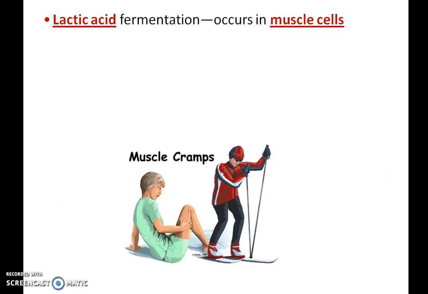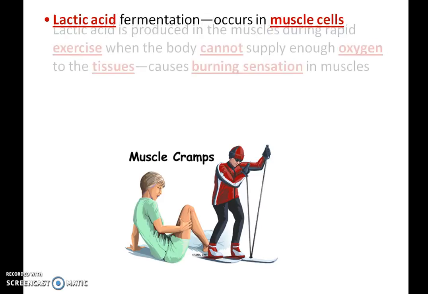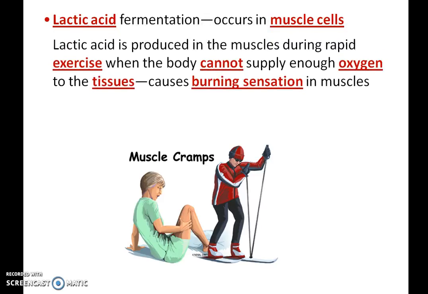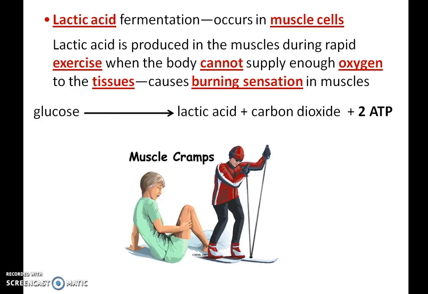Now, lactic acid fermentation occurs in your muscle cells. You've had muscle cramps before, and this is why it occurs. Lactic acid is produced in the muscles during rapid exercise when the body cannot supply enough oxygen to the tissues, causing a burning sensation in muscles. So in this procedure, glucose yields lactic acid plus carbon dioxide plus 2 ATP, as opposed to the 36 that we had before.